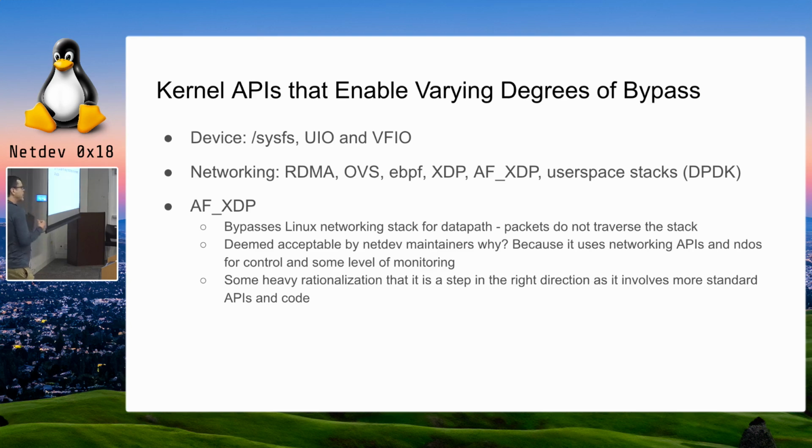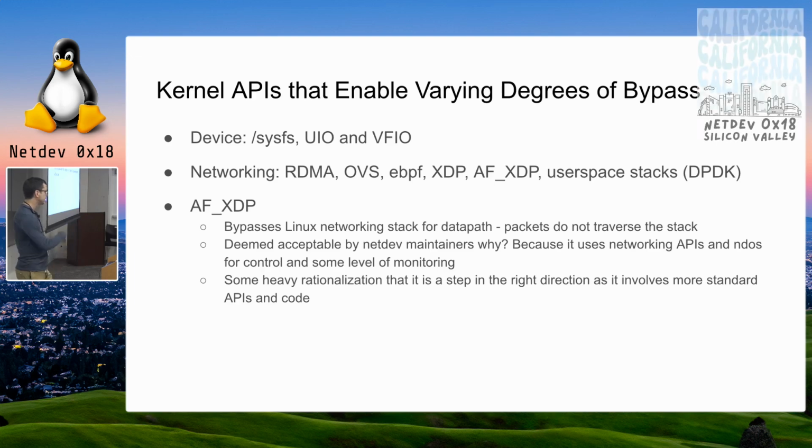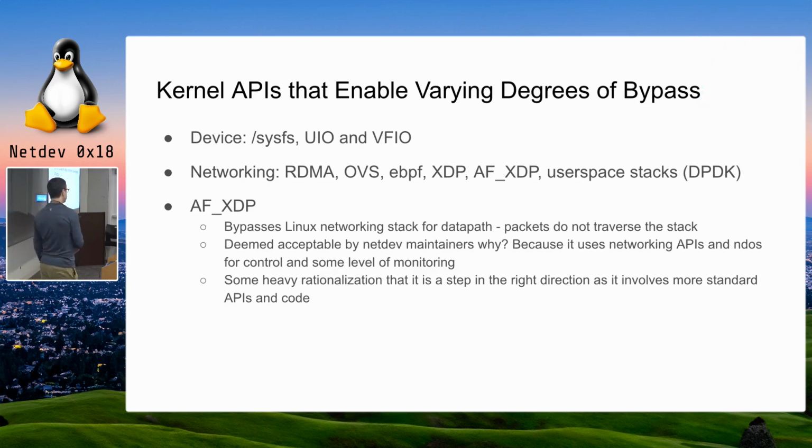Another one is that there's a whole lot of kernel APIs. Those APIs enable varying degrees of bypass. So SysFS has been around for a long time. It gives you direct device access. UIO, VFIO, I'll let others more knowledgeable speak about those two, but again, they're other ways to use a device in user space. On the networking side, like I said, RDMA, OVS bypasses big parts of the stack. eBPF is all the rage, and it's basically bypassing certain parts of the stack and choosing what people want to do. The one I really wanted to talk about, that to me aligns with firmware control, is AF_XDP.